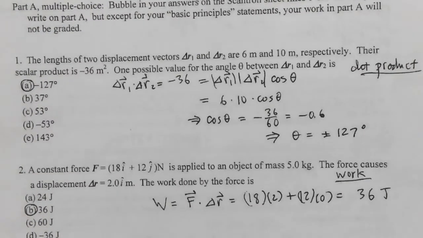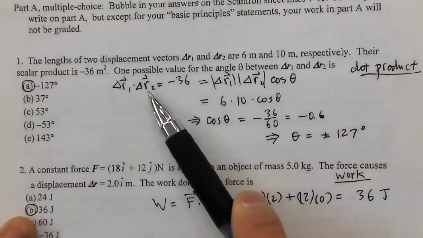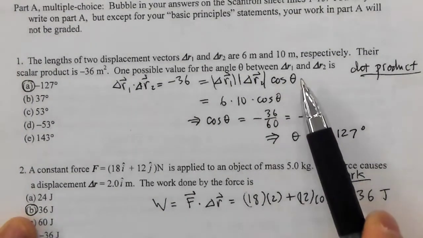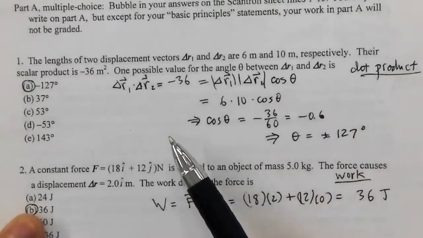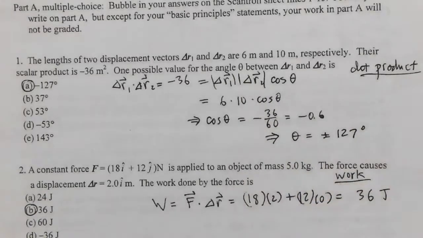All right, so remember you had a homework problem, maybe a couple homework problems like this. The dot product formula is the dot product between two vectors A and B is the magnitude of A times the magnitude of B times the cosine of the angle between them. And so if you know the dot product and you know the magnitudes of the vectors, you can get the angle.